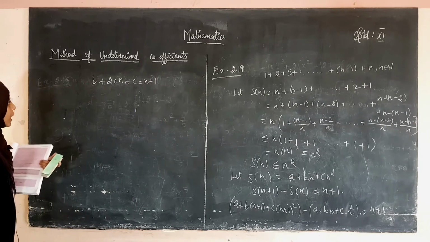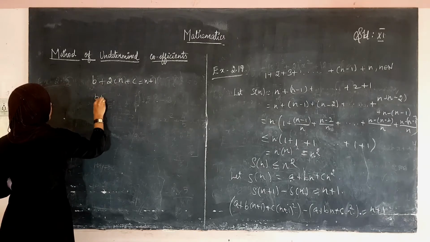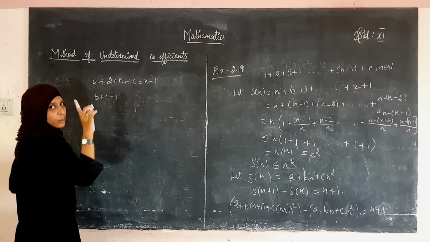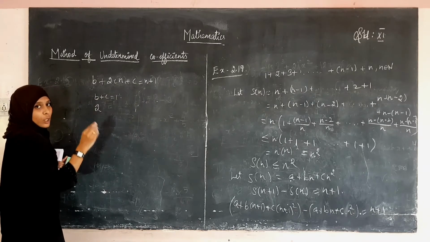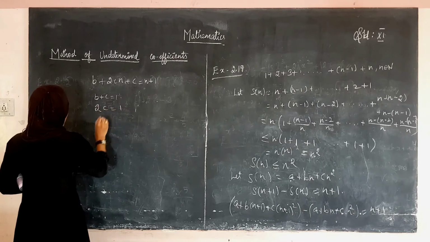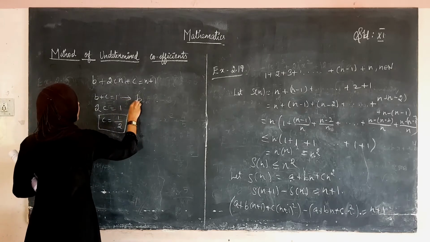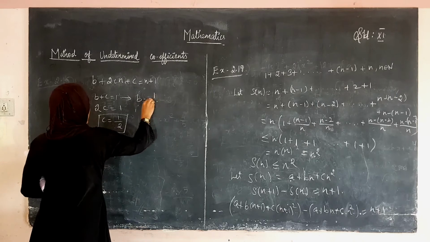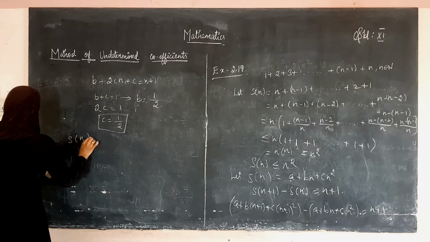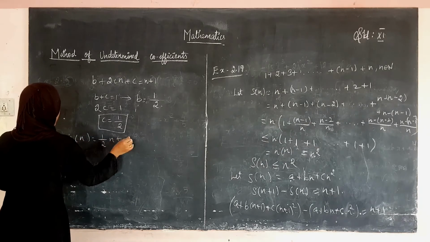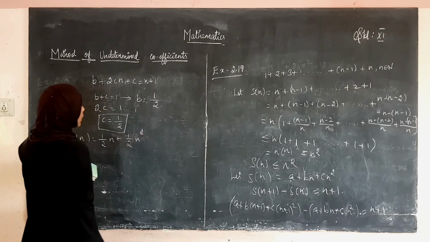Okay. Now, equate the coefficients. What is the constant term here? b plus c alone. b plus c is equal to, here the constant term is 1. Here n we have, here also n we have. Comparing, that is equating the coefficients of n, we get 2c is equal to 1. Therefore, c is equal to 1 divided by 2. If c is equal to 1 divided by 2, what happens? b will be equal to 1 divided by 2. So, the equation becomes S of n is equal to 1 divided by 2 into n plus 1 divided by 2 into n square, and here we want a, right?